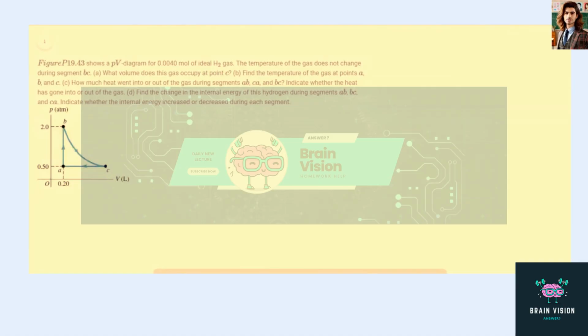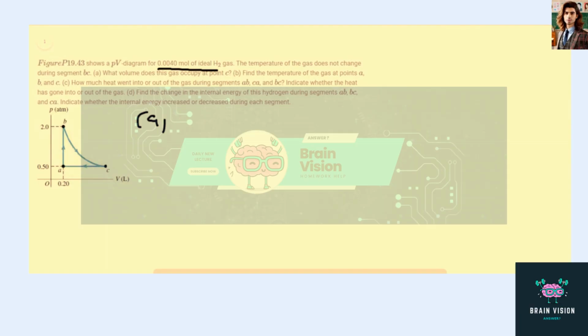So for this problem, we have this hydrogen gas, and remember that hydrogen is a diatomic gas. We have three processes: AB, BC, and CA. In process AB, the volume is constant. In process BC, the temperature is constant, and in CA, the pressure is constant. So part A is asking what is the volume at point C.